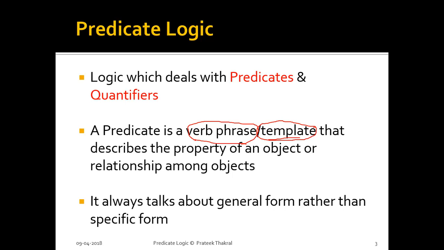The best part of predicate logic is that it always talks about the generalized form rather than the specific form. If we take an example of a proposition, 7 is greater than 5, that proposition is always discussing 7, the constant value, but the predicate will be x is greater than 5, which is the generalized form. Any value can be put in the place of x to compare it with 5. That's why predicate logic is more powerful and more commonly used as compared to propositional logic.